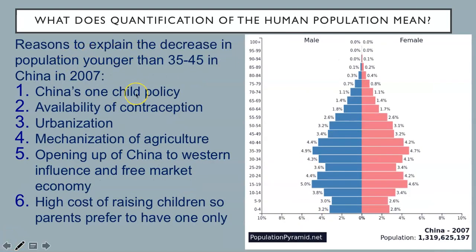Reasons to explain the decrease in population younger than 35 to 45 in China in 2007 could include China's one-child policy, the availability of contraception. If there's more contraception available and more people are using it, you're going to have fewer children. Urbanization and mechanization of agriculture: with people moving into the city or machines taking over farm work, there's less of a necessity to have a lot of children to work the farm. The opening up of China to Western influence and free market economy. And the high cost of raising children, so parents prefer to have one only. All could contribute to this decrease.